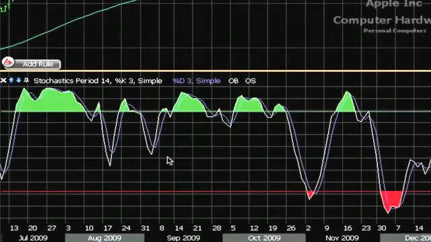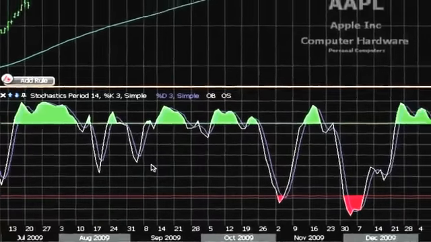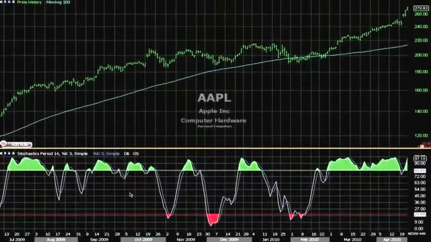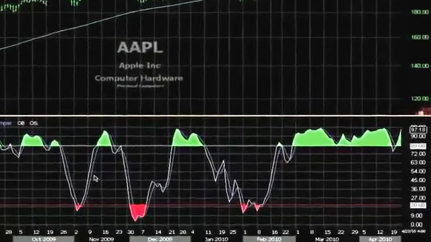Like with all indicators, the lower the settings, the more whipsaws. So you have to backtest and forward test to see which setting suits you best. When stochastic is below the trigger line, the momentum is to the downside, and when stochastic is above the trigger line, the momentum is to the upside, however brief this momentum will be.